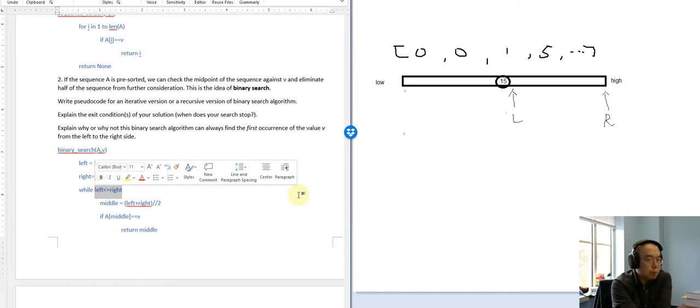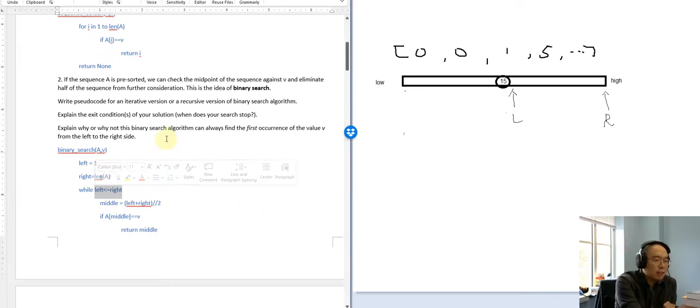As we make the search space smaller and smaller, there will be a case where the right cursor is no longer on the right side of the left cursor. What does that mean? The right cursor is even lower than the left cursor. This means the search space is no longer valid, and we have exhausted all the possible ranges in which we could find this value, so eventually we can say we don't have such a value.